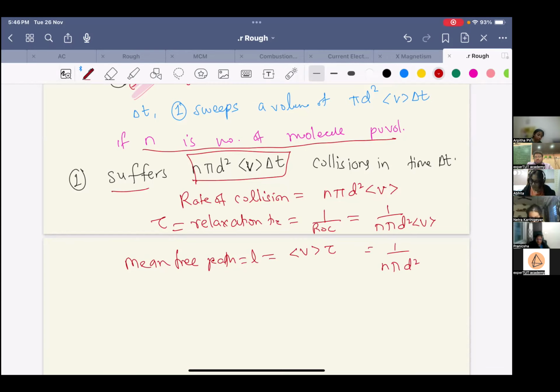And sometimes the formula is also 1 by root 2 n pi d square. It is not in the syllabus, but the formula for L is this also and this also. So in the second formula, where do we get root 2 from? Out of syllabus. Okay.